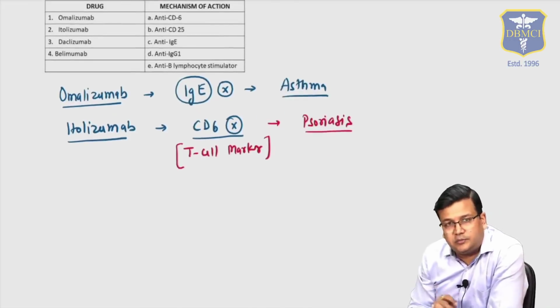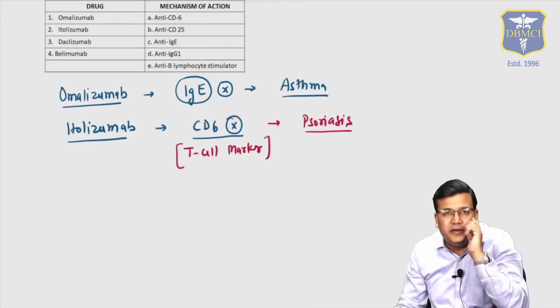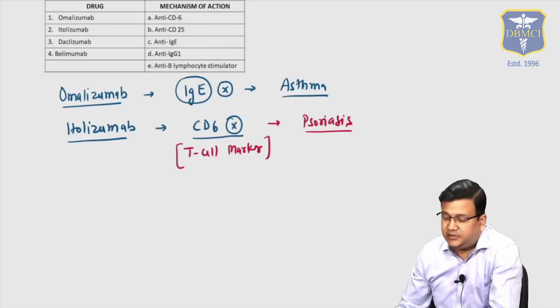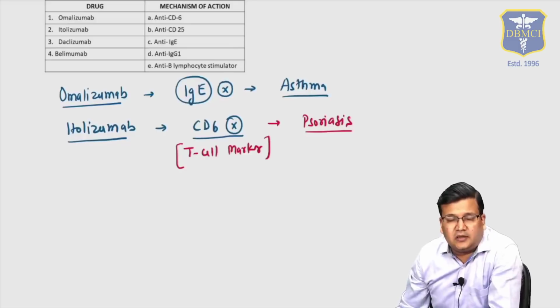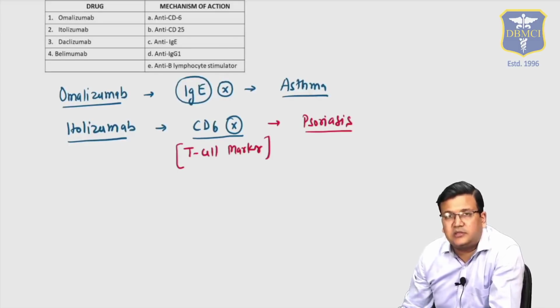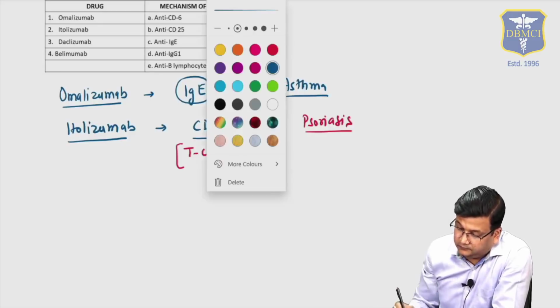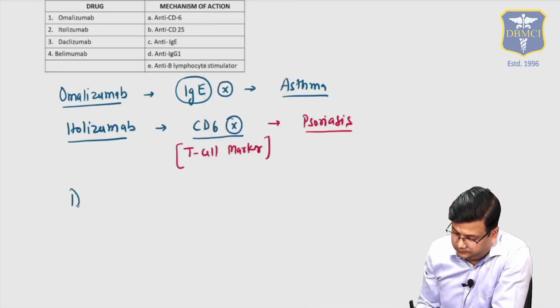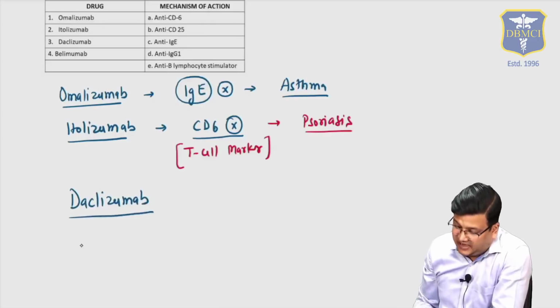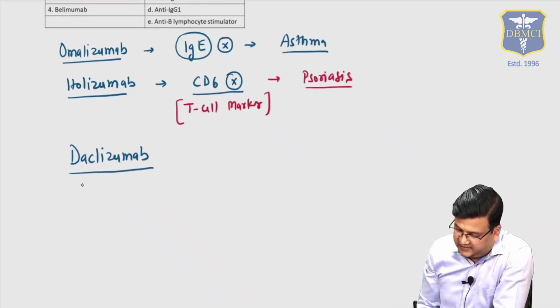So itolizumab has been developed by an Indian company known as Biocon. So that is why this drug has been asked. Otherwise, it's not a very popular drug in the overall management of psoriasis. You will not find it in any of the standard textbooks. Internationally, this drug is not available. Daclizumab, mechanism is the same as another antibody known as basiliximab.